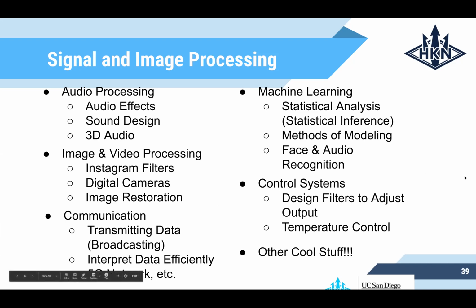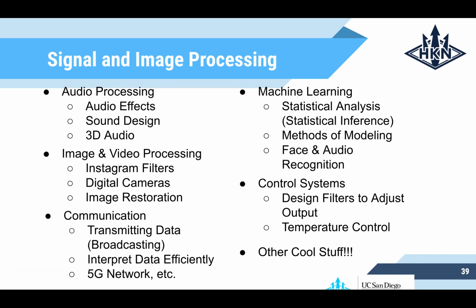Then there's image and video processing. You see that not only in digital cameras and image restoration, you also see that in computer vision. When people are trying to identify objects, they're also applying filtering techniques in those implementations. And the third major area in DSP is communication.